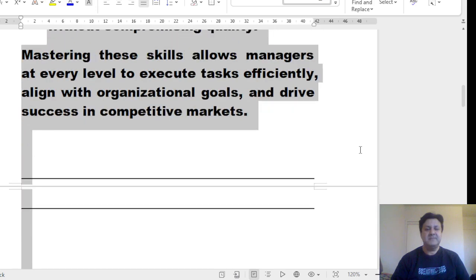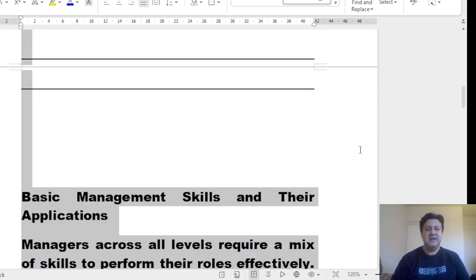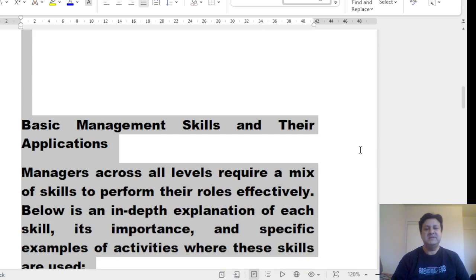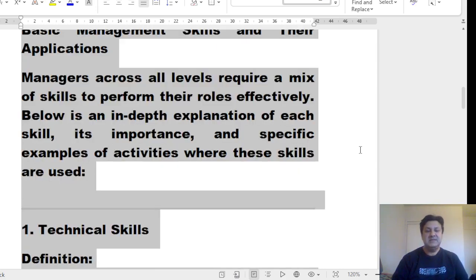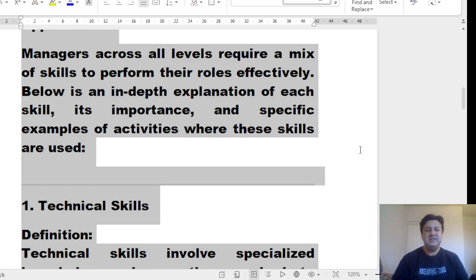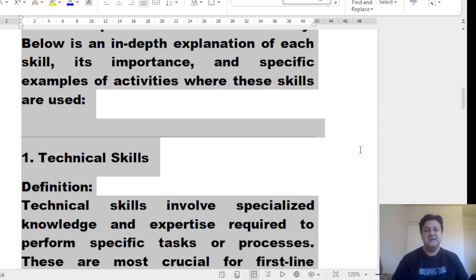Now, moving on to the next: the basic management skills and their applications. Managers across all levels require a mix of skills to perform their roles effectively. Below is an in-depth explanation of each skill, its importance, and specific examples and activities.